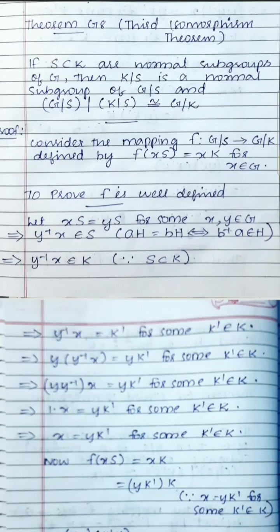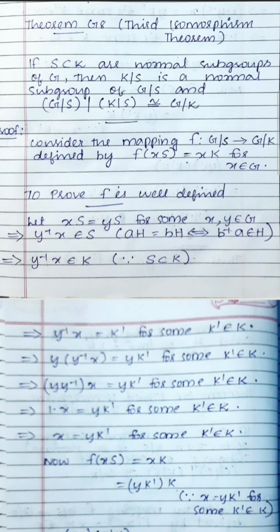Back, let's continue with more theorems on field theory. The text I'm using is Joseph Rodman's Galois theory, second edition. Okay, let's see the third isomorphism theorem today, that is theorem G8.